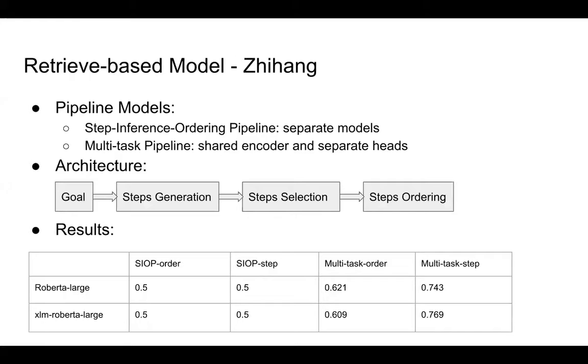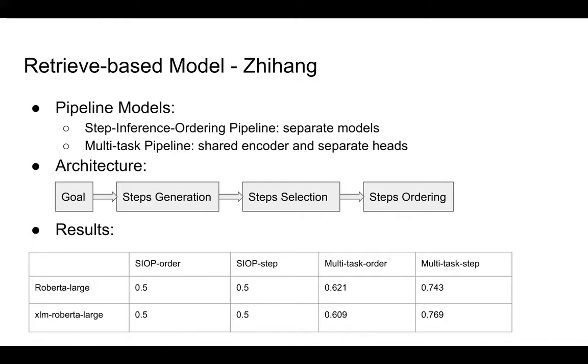So we have 2 popular models. The first one is the step inference ordering pipeline, and the other one is the multitask pipeline. The key difference is that the step inference ordering pipeline has 2 separate models, while the multitask pipeline has a shared encoder and separate heads. And we summarized the architecture here.